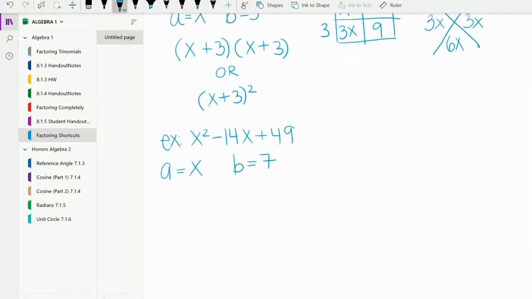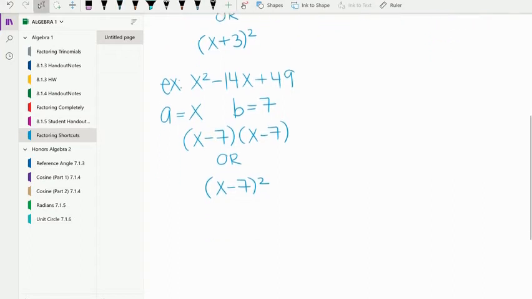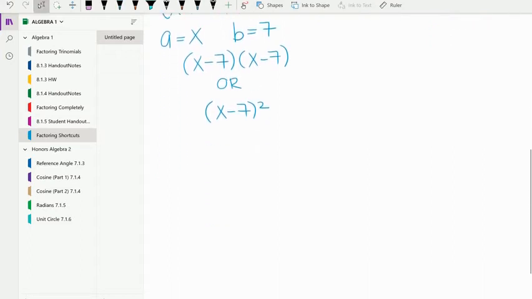So the factors would be x minus 7, x minus 7. Or you can write it as x minus 7 squared. Remember, you could always go to the box if this is too much for you. All right, let's go ahead and try a more challenging one.